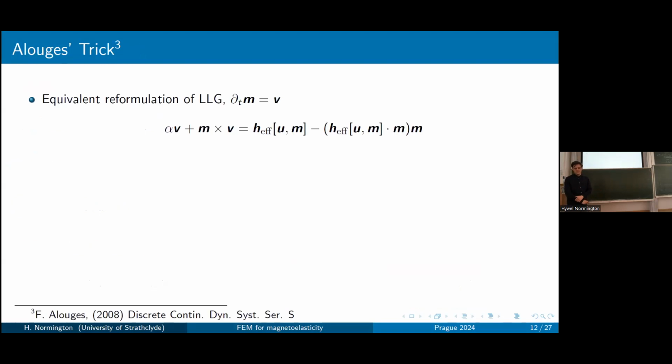So to the algorithm, we're going to rename the derivative term to be v, simply because it's going to be a free variable in a moment.